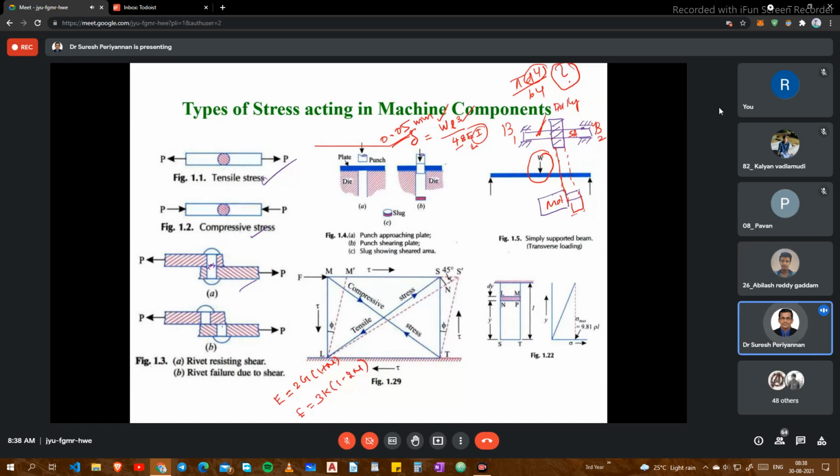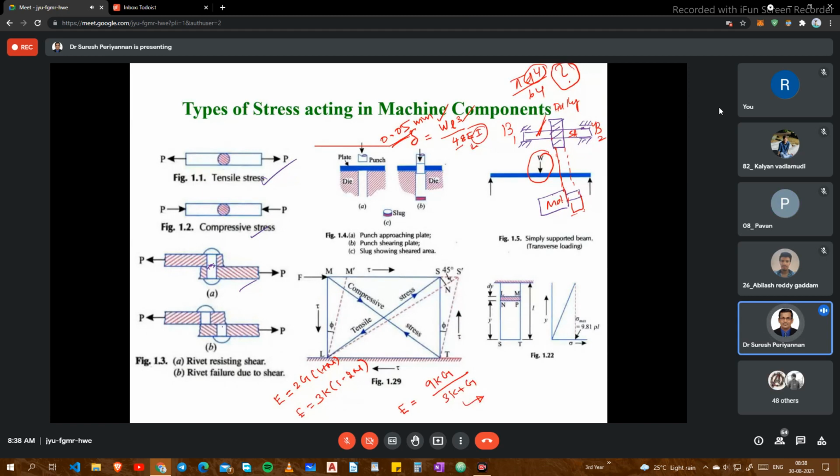That is the E, G, K relation. Now, for all the elastic moduli: E is Young's modulus, G is shear modulus, K is the bulk modulus. Please, someone tell that. E is equal to... You might have studied this, no? Nine KG divided by 3K plus G. K is nothing but the bulk modulus.